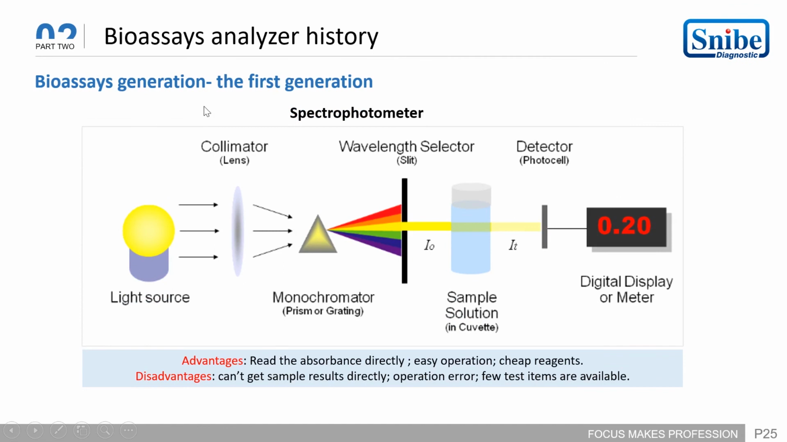The first biases generation is called spectrophotometer. The advantages of this analyzer are reading the absorbance directly, easy operation, and cheap reagents. And the disadvantages: it can't get sample results directly, operation error, and few test items are available.